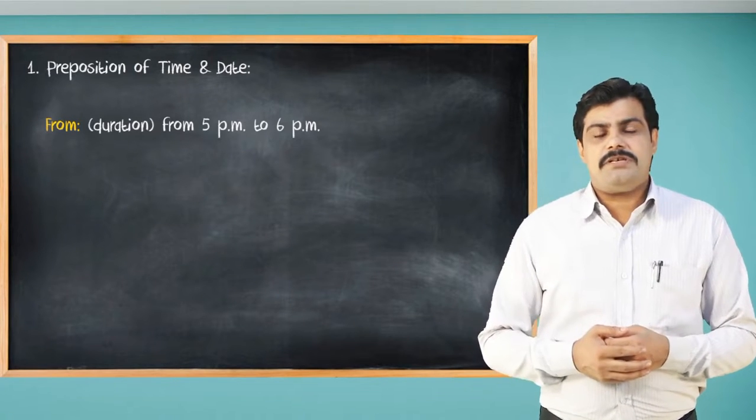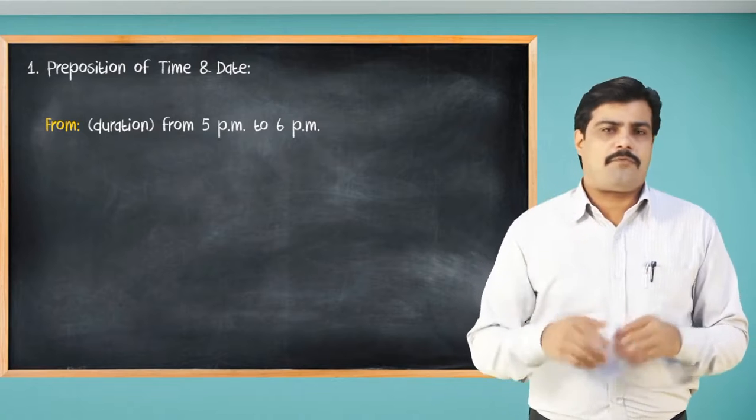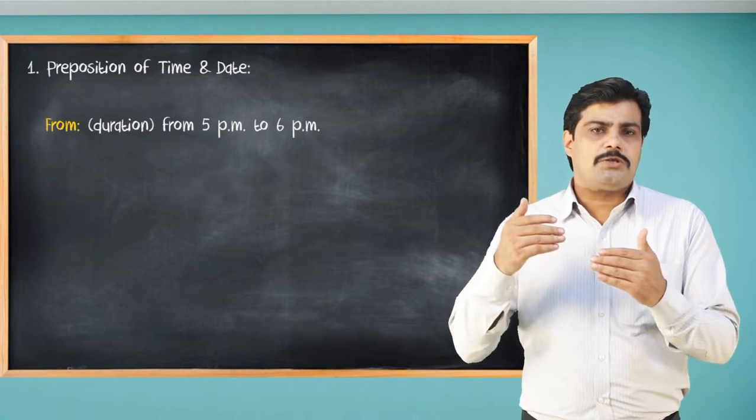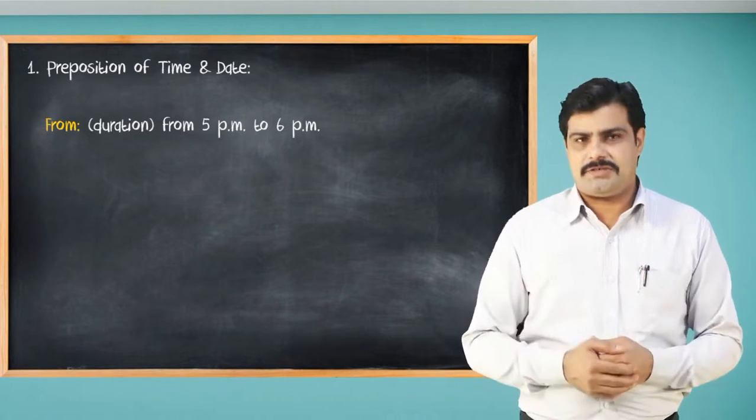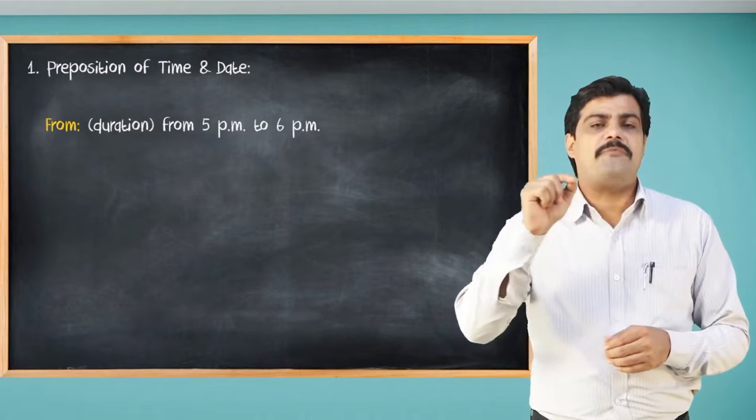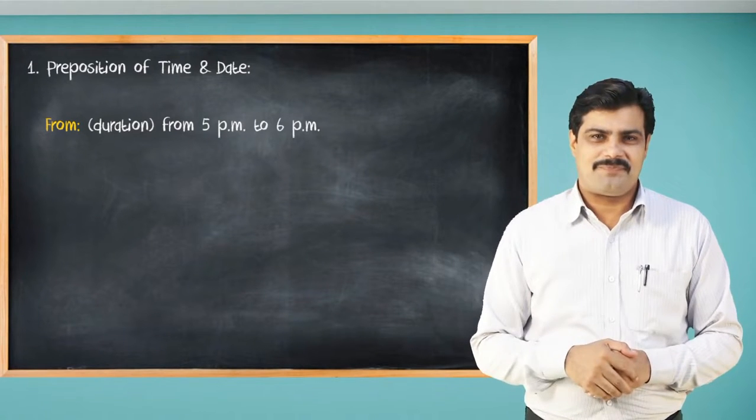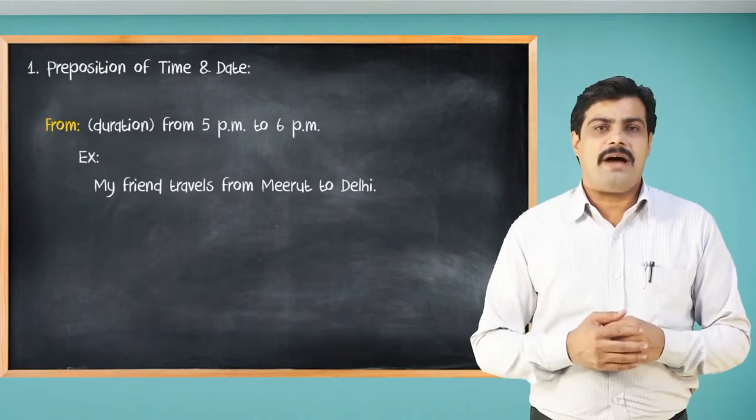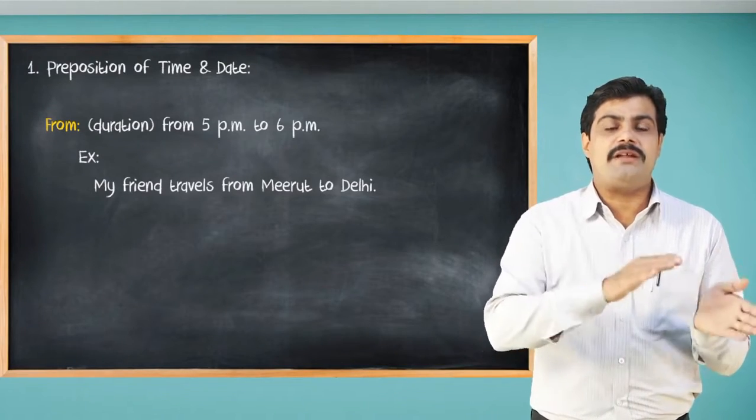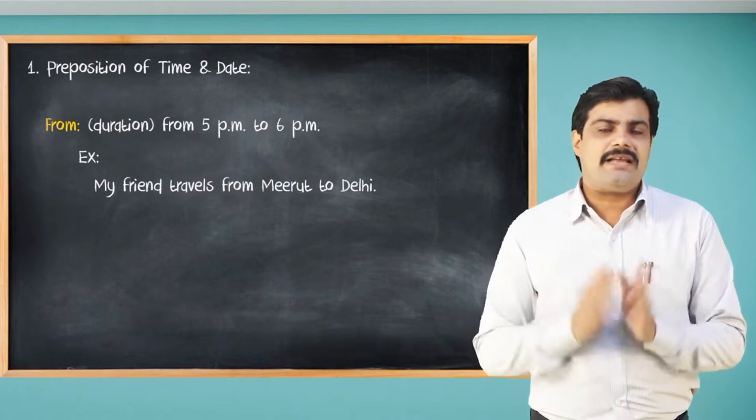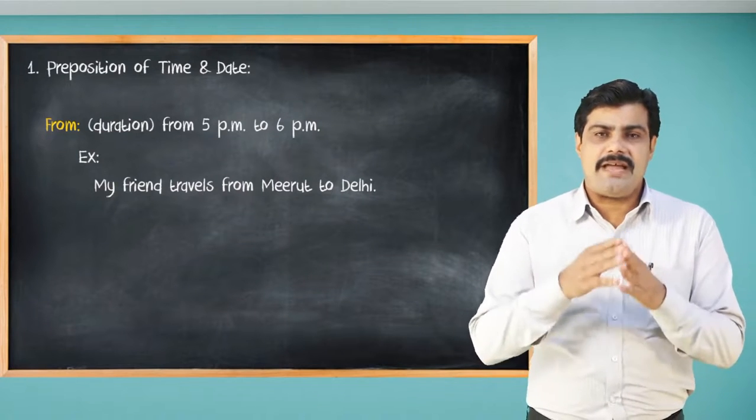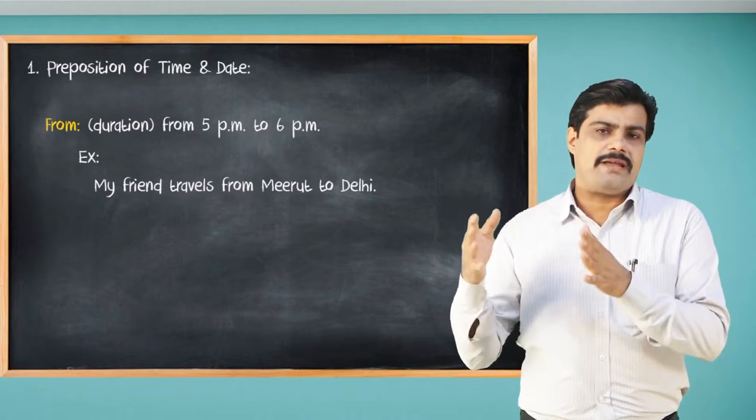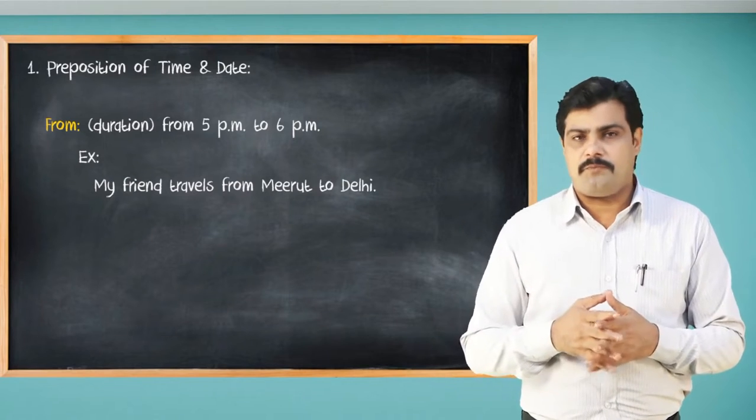Another preposition is from. From is used to show duration and direction. For example, from 5 p.m. to 6 p.m. And it is also used to show direction. For example, my friend travels from Meerut to Delhi. In the second sentence, you see that direction is shown by the word from.